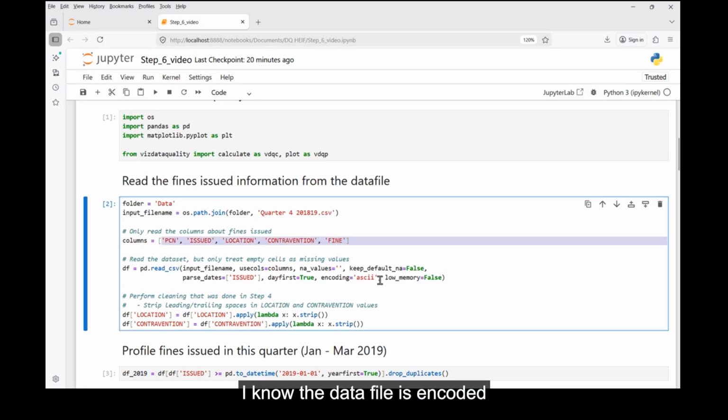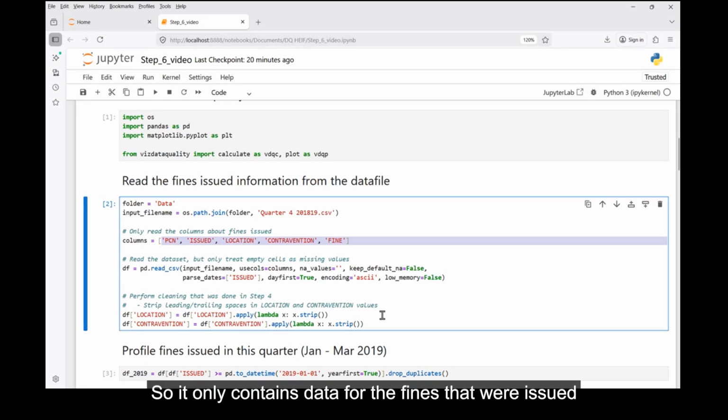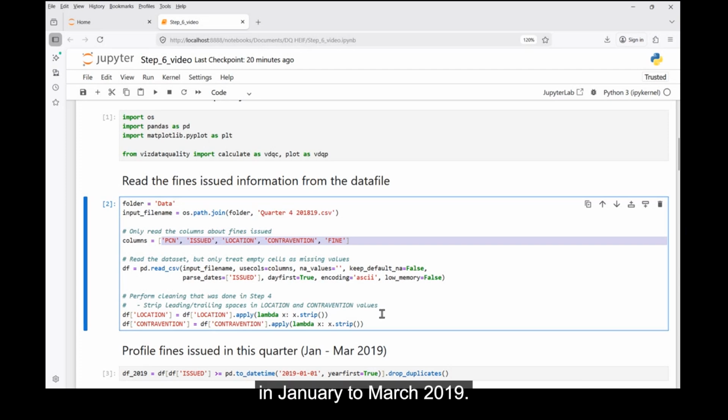I know the data file is encoded as an ASCII file in a text format. I know the format of the dates, and I'm going to redo the trimming of the leading and trailing spaces in the location and contravention values, which are found during step 4. And then, having done that, I'm going to slice the data so it only contains data for the fines that were issued in January to March 2019.